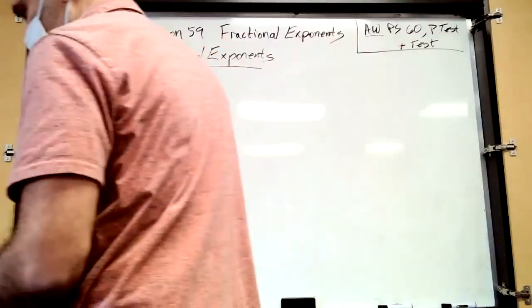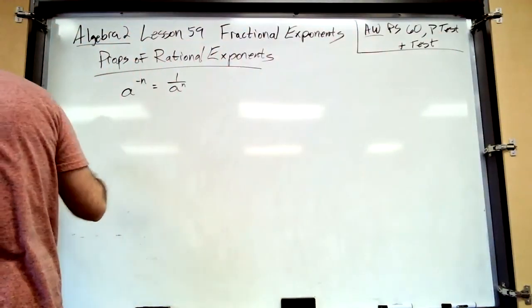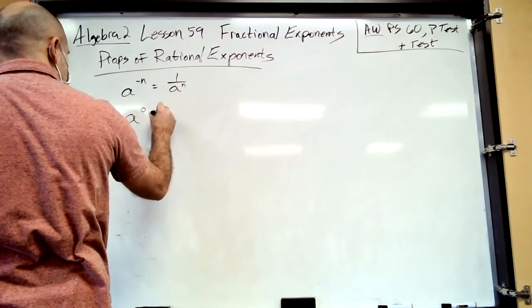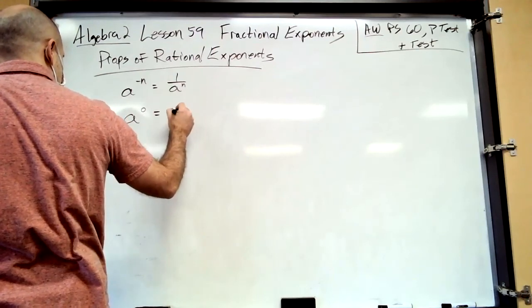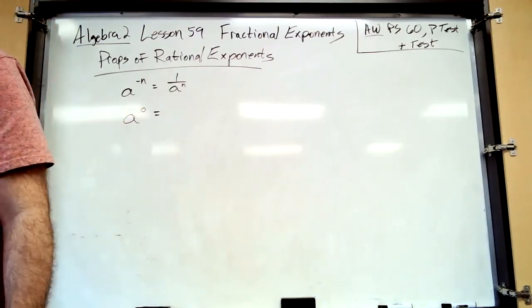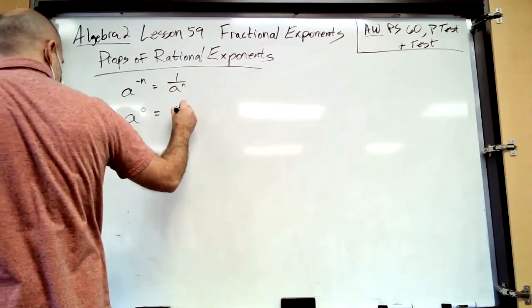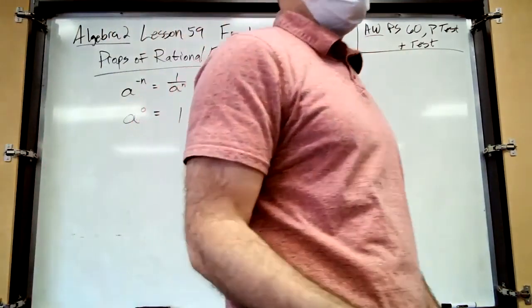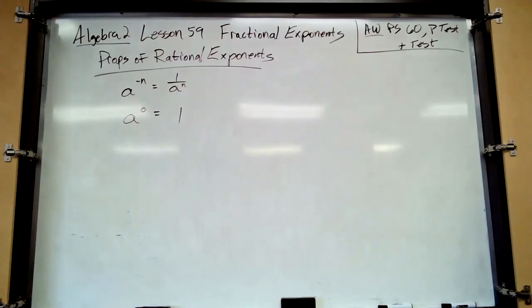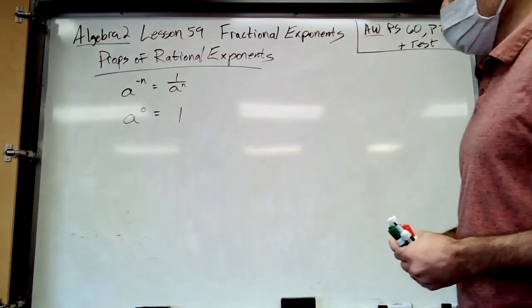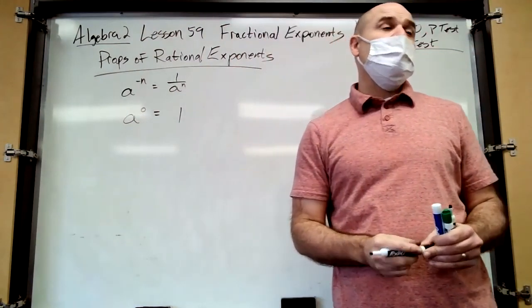So far, so good? Okay, 0 exponent. What does a to the 0 equal? 1. Anything to the 0 power is just 1. Okay, so Avery to the 0 power is 1.